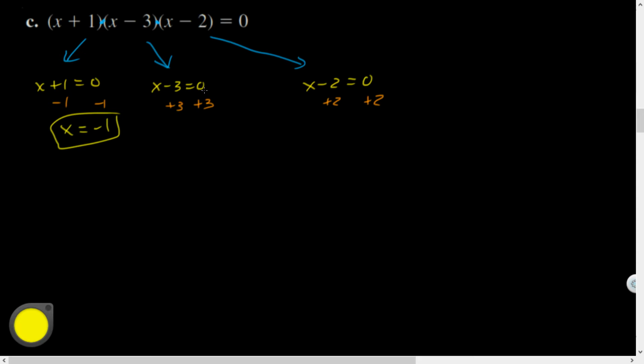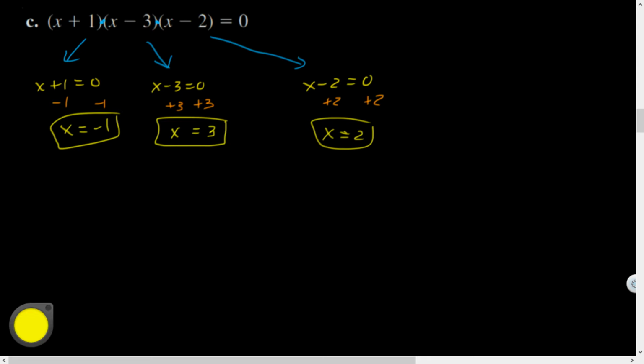So let's see, x minus 3 equals 0. To get x by itself, you would add 3 to both sides. So I get x equals 3. And x minus 2 equals 0. The inverse of subtracting 2 is adding 2. And so I get 3 solutions here. None of them were repeated roots, but that's okay. They don't need to be.